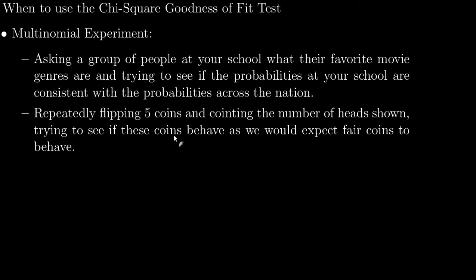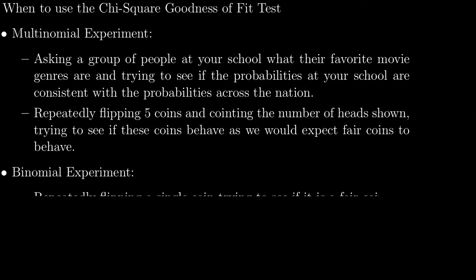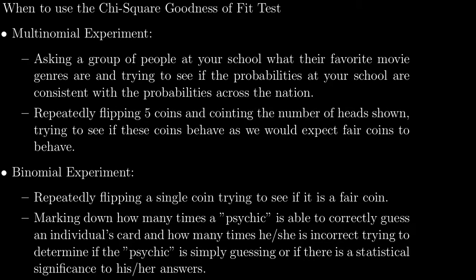Repeatedly flipping 5 coins and counting the number of heads shown, trying to see if the coins behave as we would expect fair coins to behave. And you can also have the more specific type of experiment, a binomial experiment, where you do something and it happens in one of two ways. So for instance, repeatedly flipping a single coin and trying to see if it's a fair coin, so counting how many heads and how many tails you see after repeatedly flipping the coin, or looking at how many times a psychic is able to correctly guess an individual's card and how many times he or she is incorrect, and compare that to random guessing.